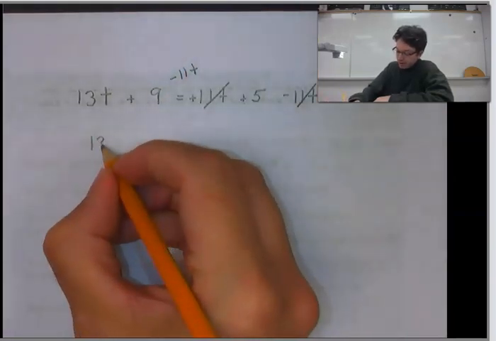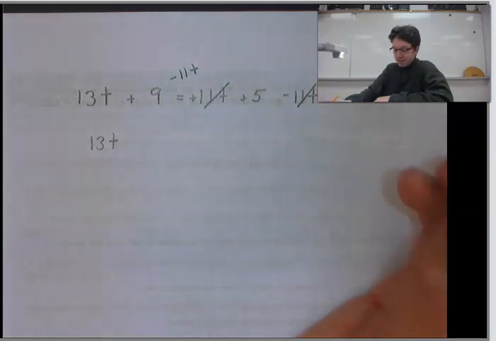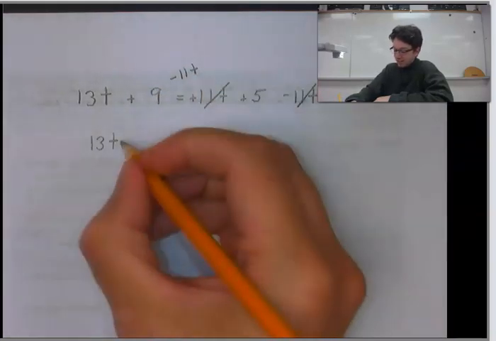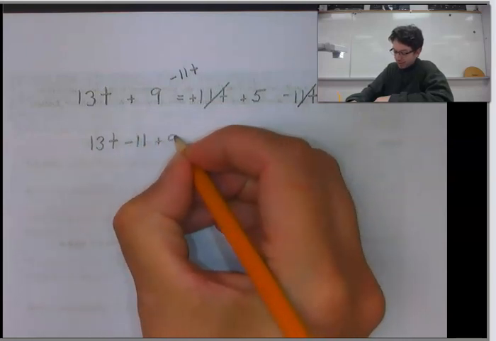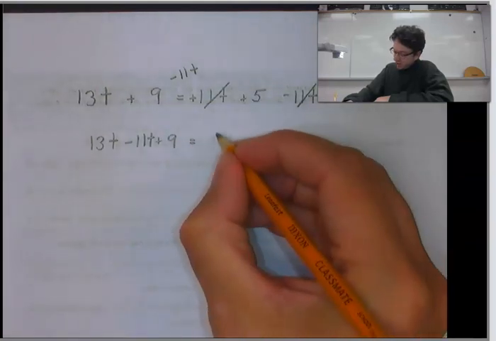So now I would have 13t, and again, the order at which you write it doesn't matter. 9 minus 11 is the same as minus 11 plus 9. Don't forget the t, like I just did. And then on the other side of the equation, we have a 5.